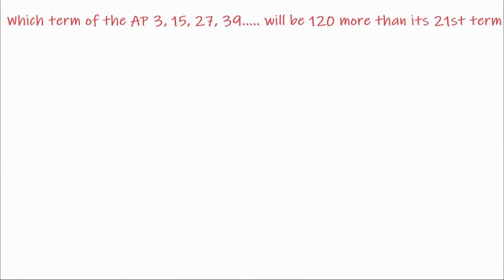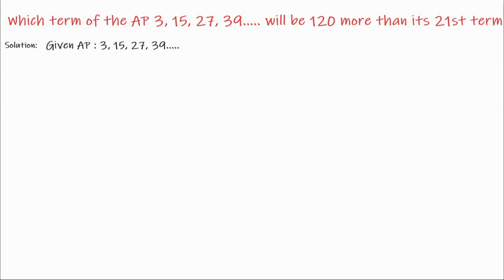Moving on to the second question. Which term of the AP 3, 15, 27, 39 will be 120 more than its 21st term? Now from the given AP, we can find the value of the first term, which is A, and also the value of common difference, which is given by D. So we start by writing the given AP. This is what is given in the question.